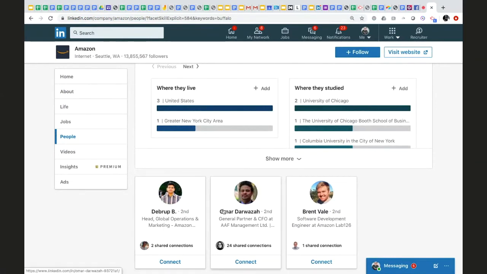And I can see, for instance, the head of global operations and marketing at Amazon, Deborah. If I click on the profile, I can also see the connections that I have in common with her. One of them is Louis Houin, who works at Techstars and used to work at Amazon. And so I can get deeper into the connection and mobilize it from there.